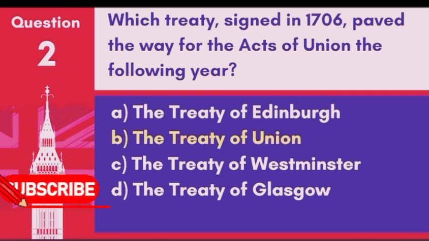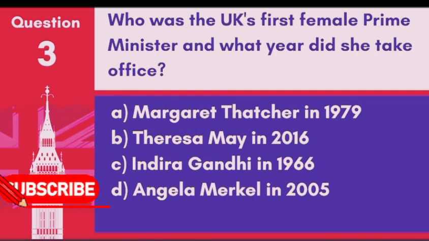The Treaty of Union, signed in 1706, paved the way for the Acts of Union in 1707, which officially united the kingdoms of England and Scotland. Question 3. Who was the UK's first female Prime Minister, and what year did she take office? A. Margaret Thatcher in 1979.